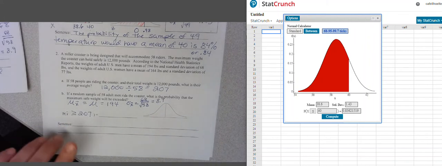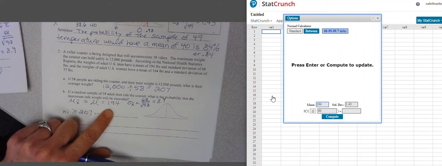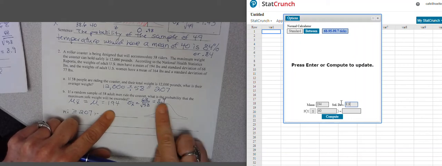So we can plug this into StatCrunch and figure out the probability that, if we have the 58 men, we will exceed the maximum safe weight. So this is what we need to consider. The mean or average weight of a man is 194 pounds. But since we're looking at the sample of 58 riders, the standard deviation had to be adjusted a little bit by the central limit theorem, and that's the 8.9 that we got right here.